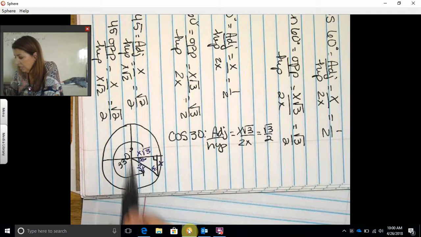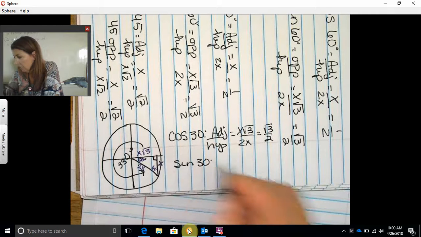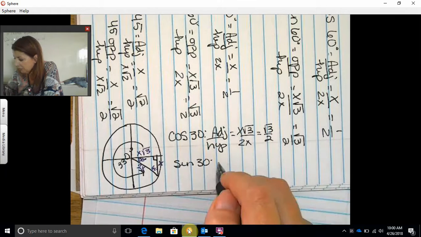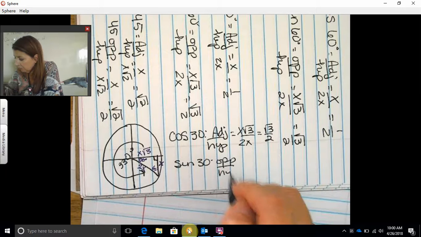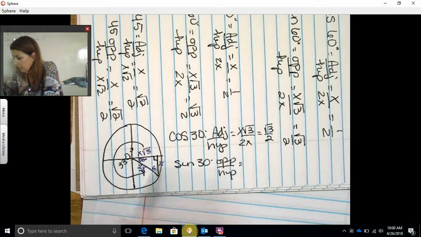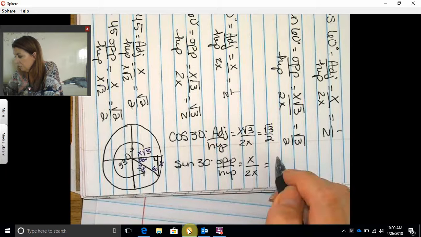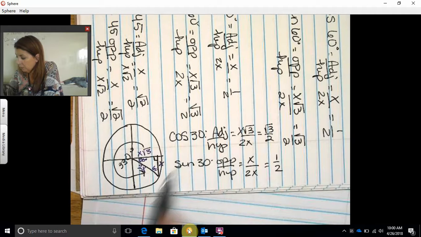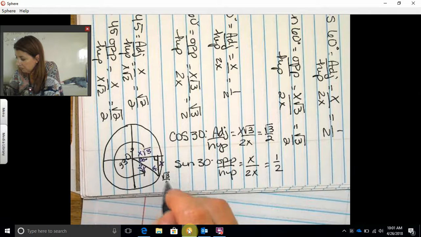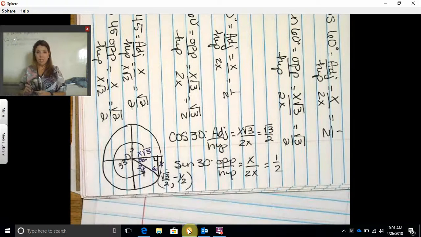Your cosine's positive in that quadrant because that's your x values. And then your sine. Sine is opposite over hypotenuse. Opposite of theta would be x. Hypotenuse is 2x. And that reduces to 1/2. That's your y value, right? So that's going to be negative. So we have positive square root of 3, comma, negative 1/2 for 330 degrees.